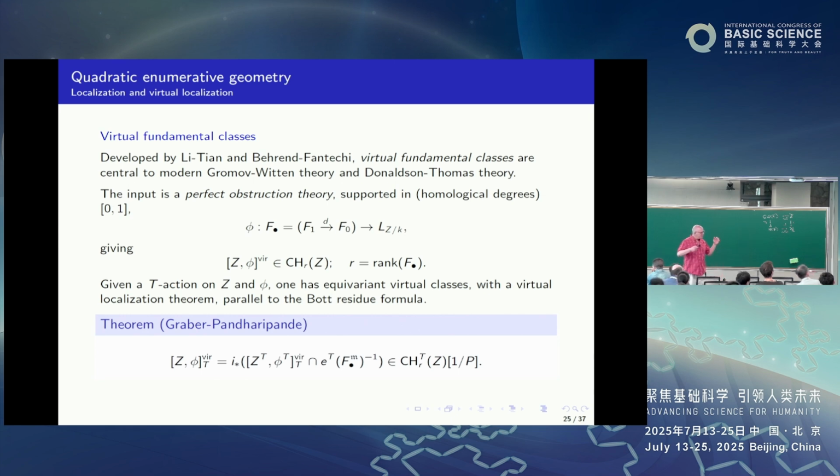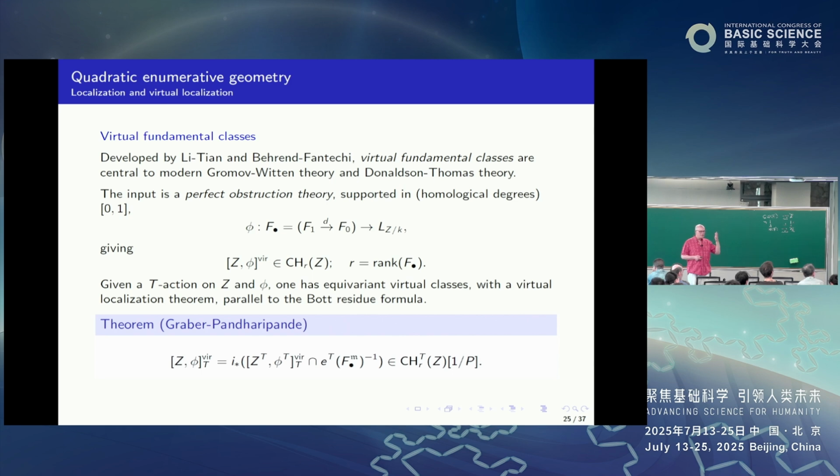Now, there's a fancy version of this which uses, instead of, say, Euler classes of vector bundles, so-called virtual fundamental classes, and this is really central to modern Gromov-Witten theory and Donaldson-Thomas theory. Maybe I'll just not say too much about this.